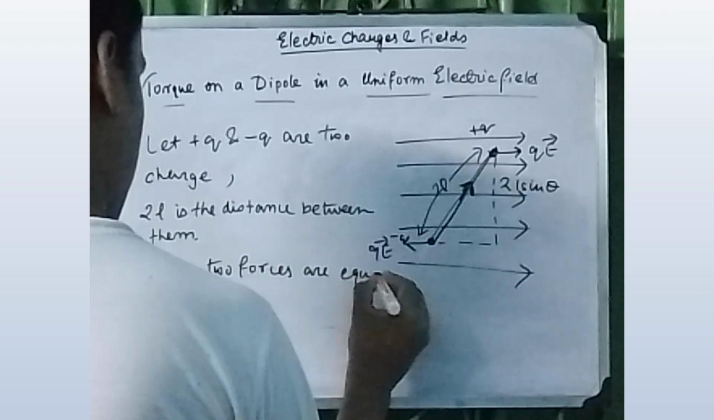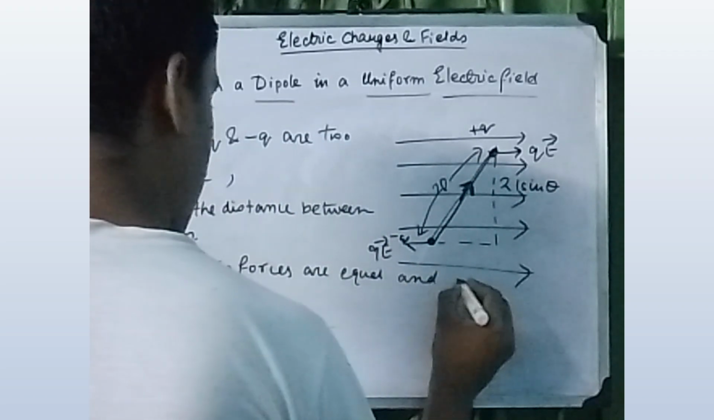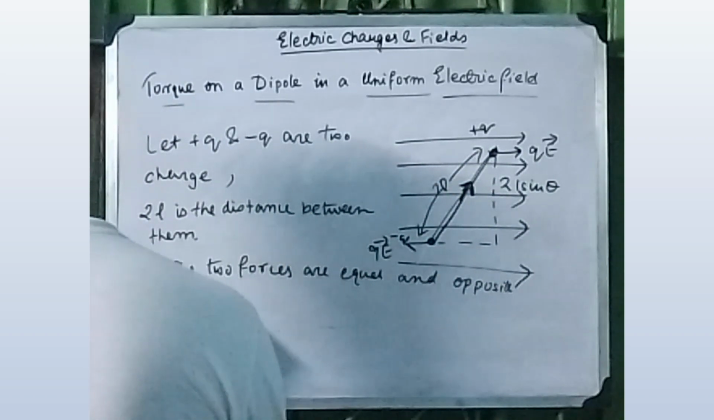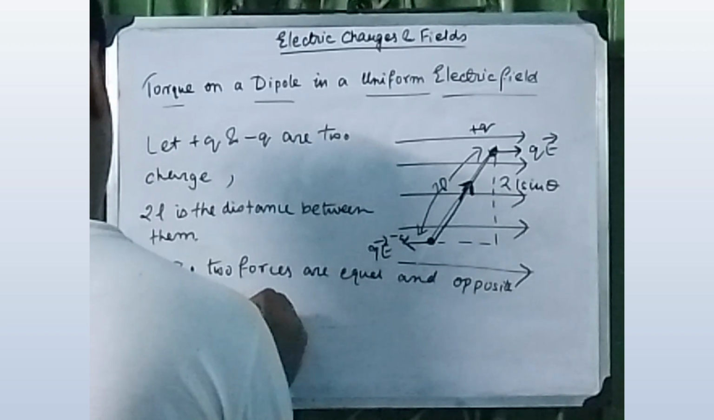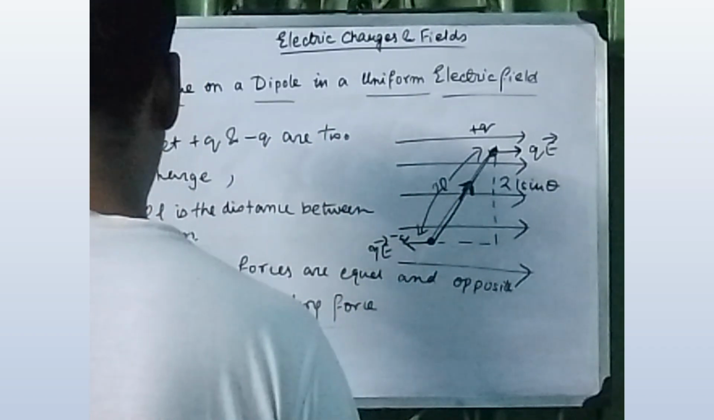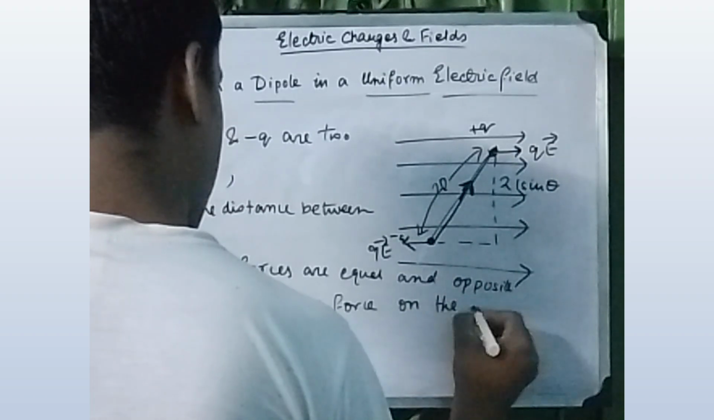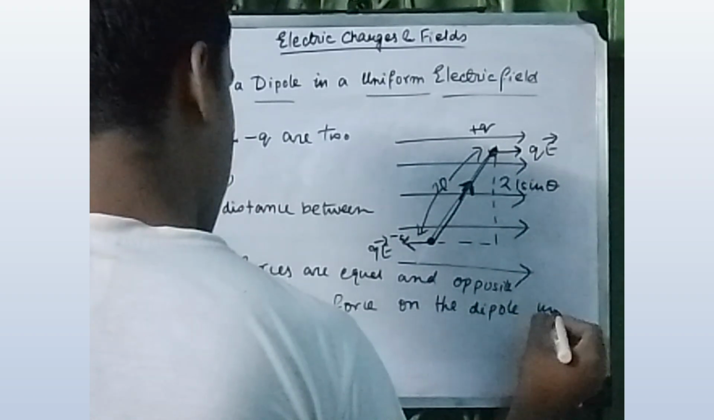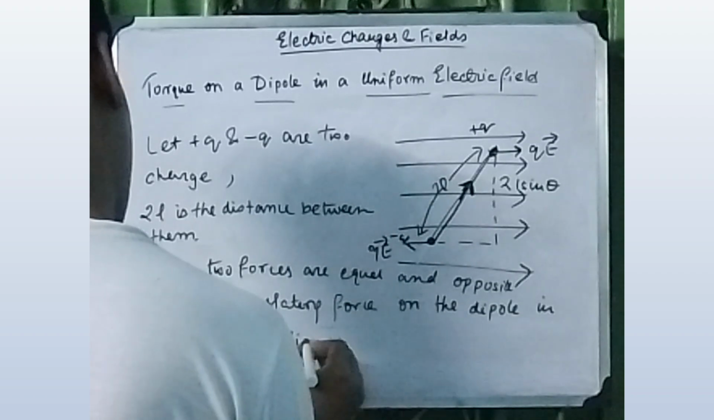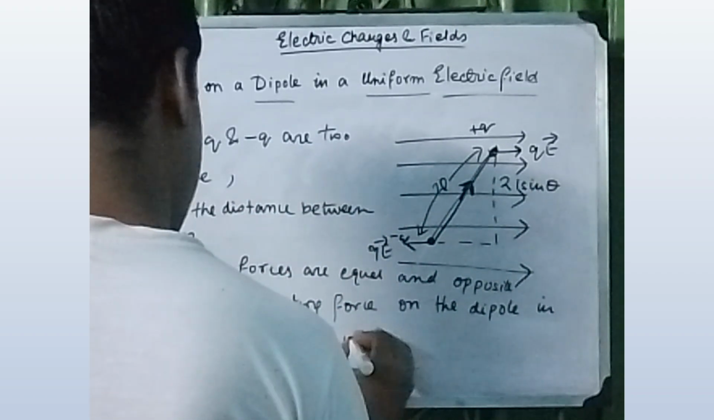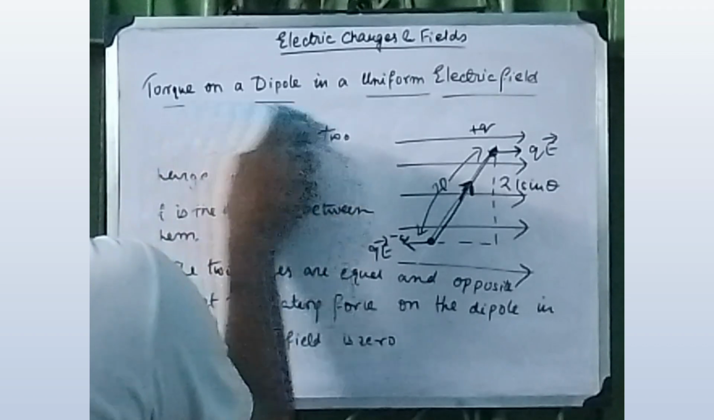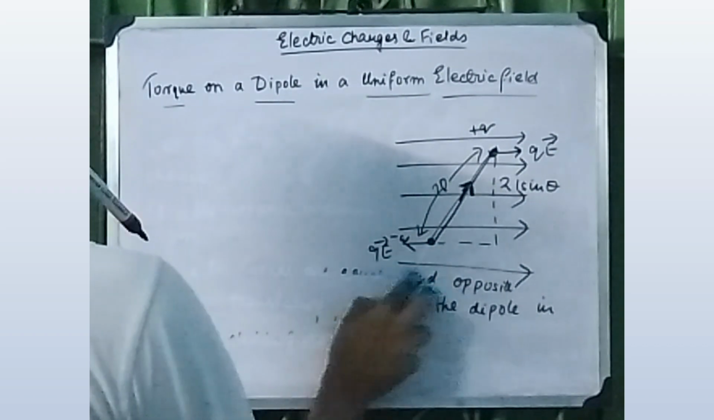Then the two forces are equal and opposite, so there will be no translatory force on the dipole in the given electric field. The two forces are equal and opposite, so the translatory force on the dipole in the electric field is 0.